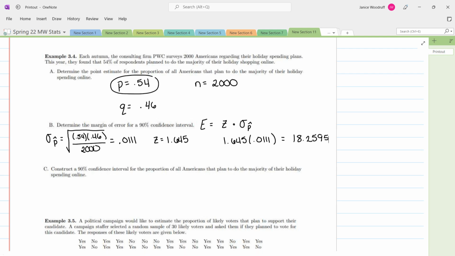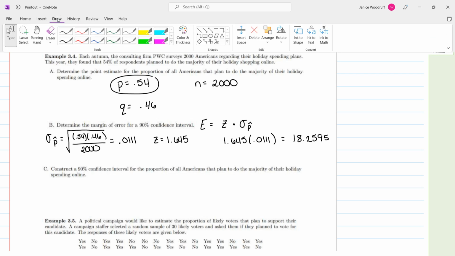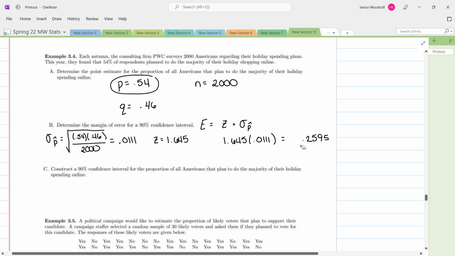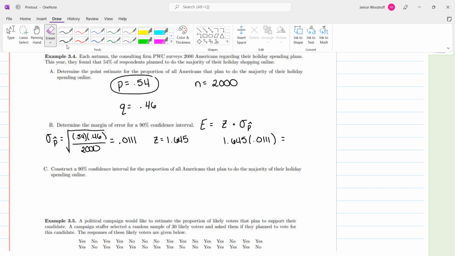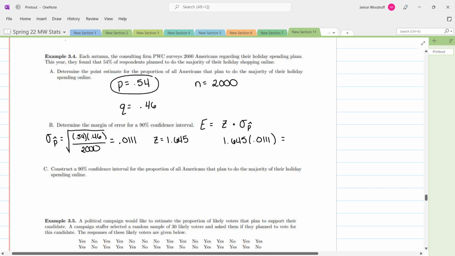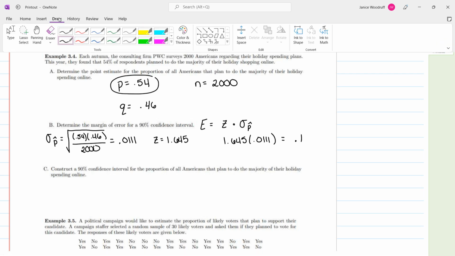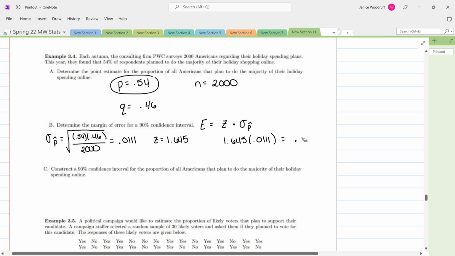All right, so that is going to be, the decimals are off because I put 1645 and not 1.645. 1.645 times 0.0111 will be 0.018255. 0.018 and then 3. We'll round that. All right, so that is our margin of error.